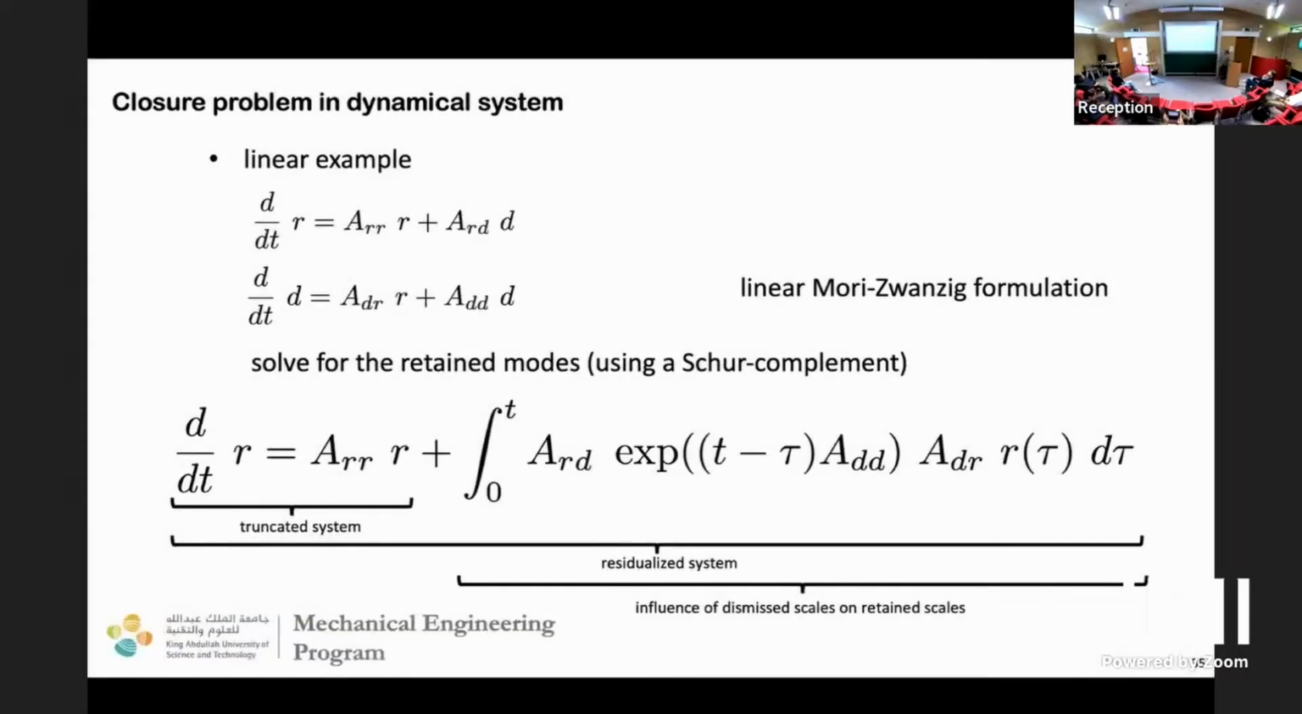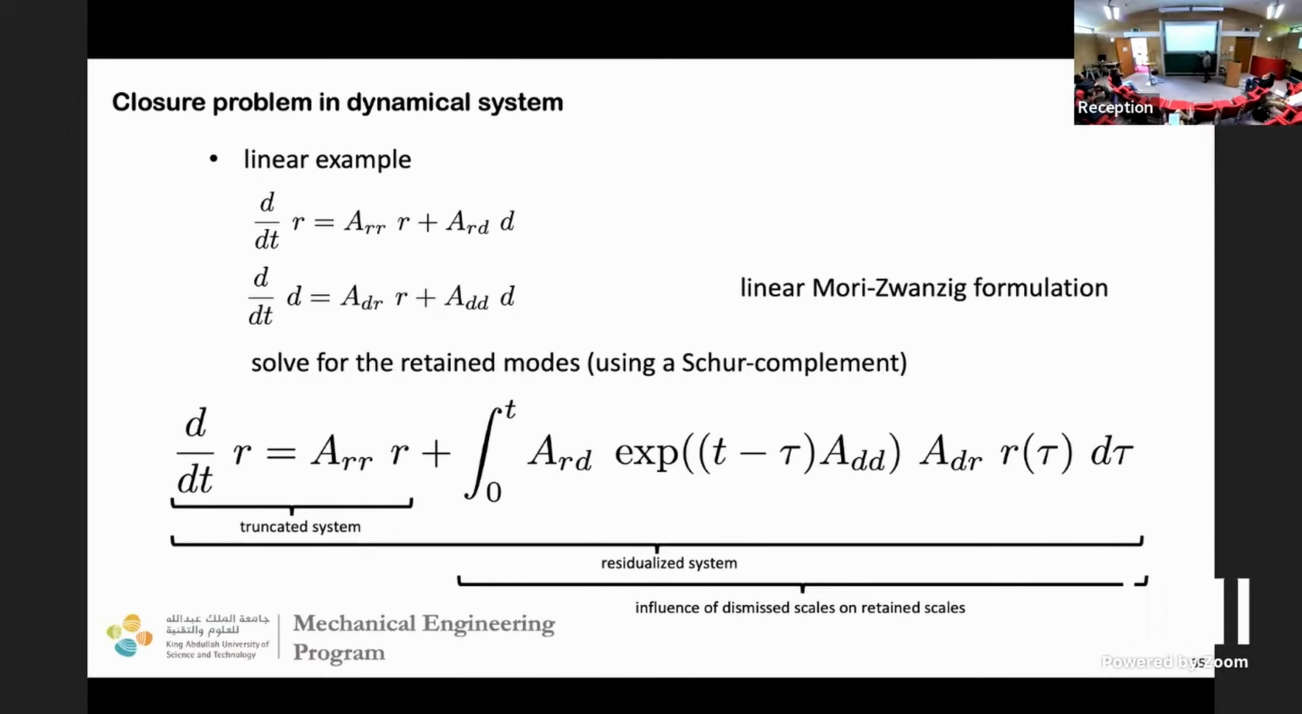So if you look at this one, this is actually what we usually do. When we cut it here and neglect all of this one, this is the truncated system. We project, we truncate, we run with it. This is the residualized system. This one is the full solution. There's nothing thrown out. We just have to haul along this term forever. And then this piece here is obviously the influence of the dismissed scales onto the retained scales.